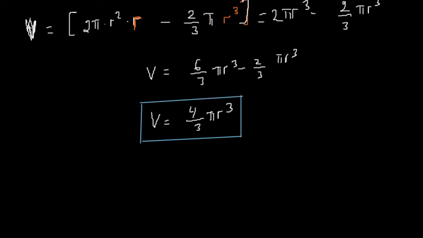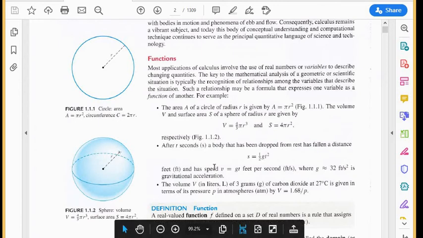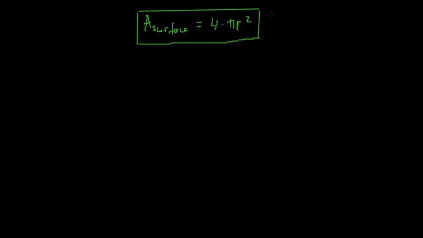Okay, let's move to the next equation. The next equation is the surface area of a sphere. The surface area of a sphere is the formula for a surface area. Surface area of a sphere, so you know that we are talking about a sphere, is equal to 4 times pi r squared. Okay, so this is the formula for the surface area, and now we will try to prove it.